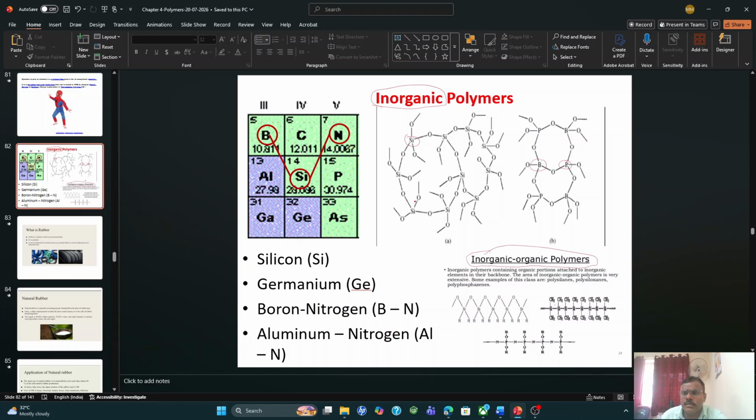See here, silicon is placed here, phosphorus, nitrogen. Okay, silicon with R substituted one. So based on our applications, we can make different materials. So inorganic polymers containing organic portions attached to the inorganic elements in their backbone.